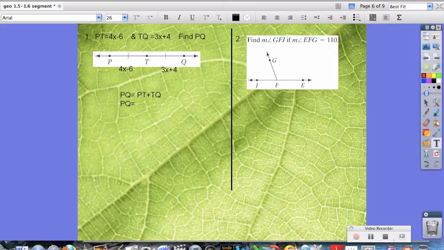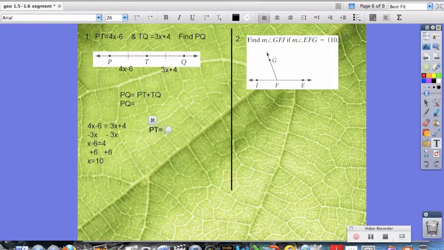So that means that PT, which is 4x minus 6, is equal to TQ, which is 3x plus 4. Because they're congruent, because it shows the tally mark, what we could do is solve for x. So we're going to subtract 3x from both sides. We're going to be left with x minus 6 equals 4. Then we're going to isolate the variable by adding 6 to both sides. We get x equals 10. So now that we know what x is equal to, we can substitute that into our PT and our TQ values.